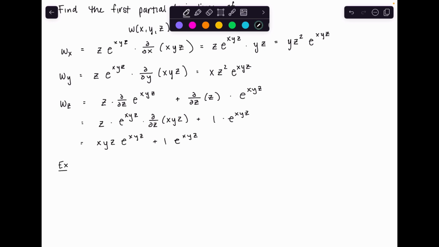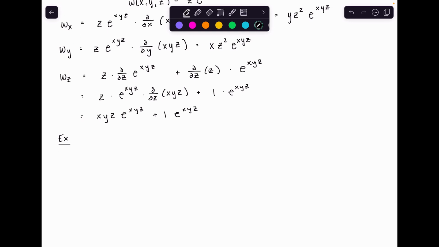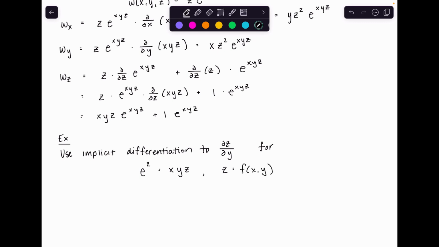So the very last thing I want to do is one example going through implicit differentiation, because it's going to be the same process as before. So if you don't remember, we're going to refresh. We're going to use implicit differentiation to find the partial of z with respect to y for the equation e to the z is equal to xyz. So z is ultimately a function of x and y.